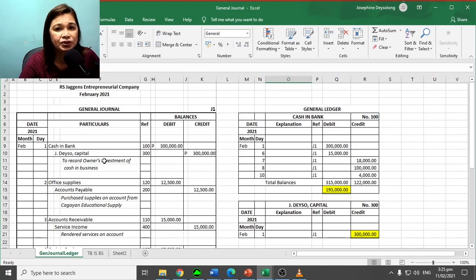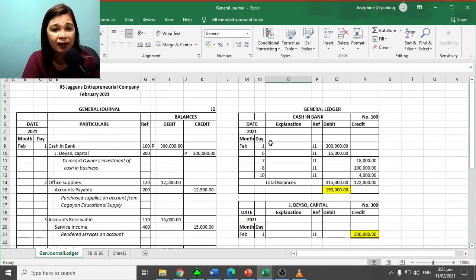Now, let's proceed to the general ledger. Now, here is the general journal, and the other side is the general ledger. Now, as I have mentioned, I have my transaction of February 1, which is cash in bank. Now, I would like to record the cash in bank. Now, where do I record the cash in bank here? So, I need to go to the general ledger, which has the different account titles to post. Now, let me post first my cash in bank.